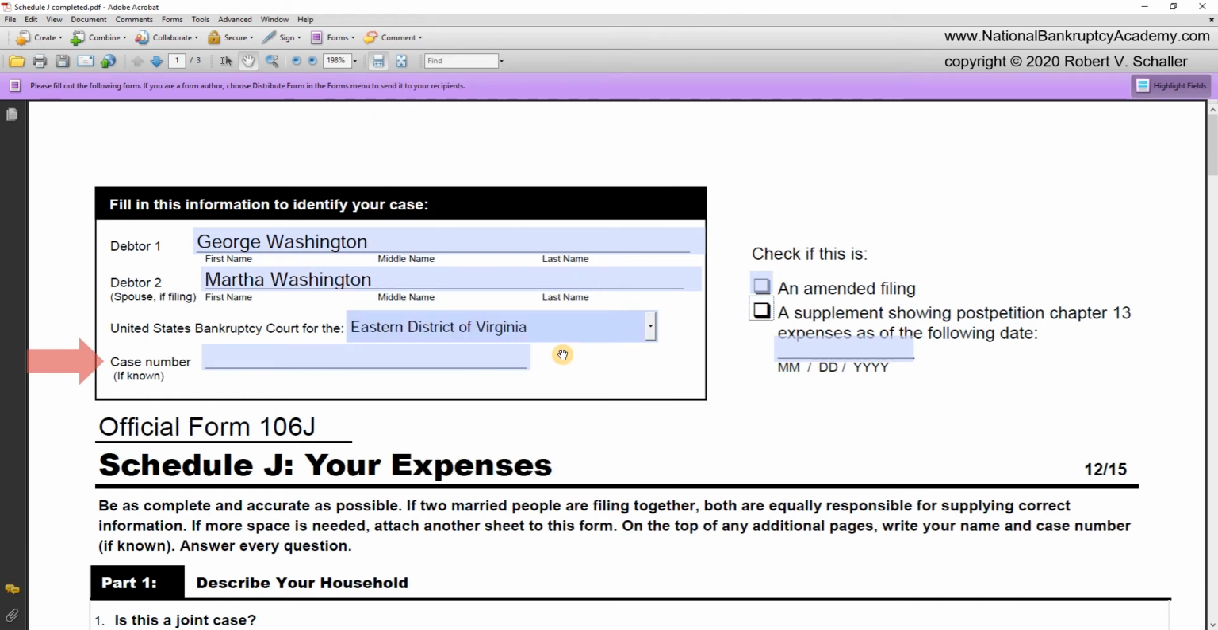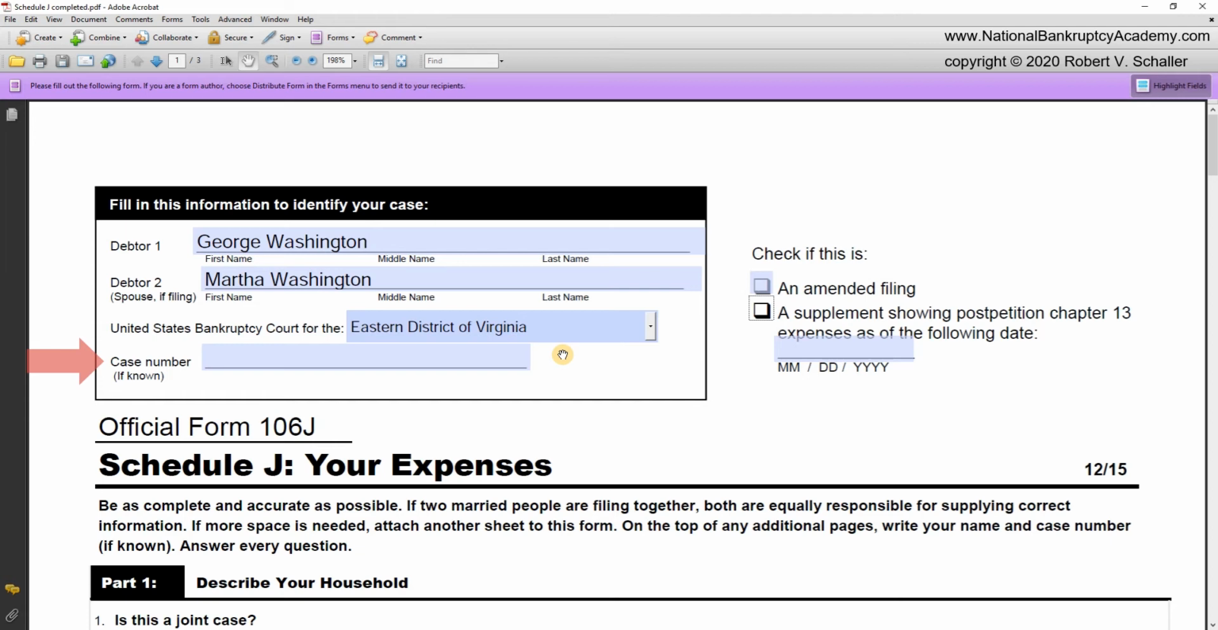Next is the case number. If this case was filed with the petition and the schedules at the same time, then no case number would be included. And the reason for that is no case number is assigned until the petition is filed and the case number is assigned by the clerk of the U.S. Bankruptcy Court. If Schedule J was filed with the petition, then no number would be included here. Instead, electronically, a number would be affixed by the clerk of the court.